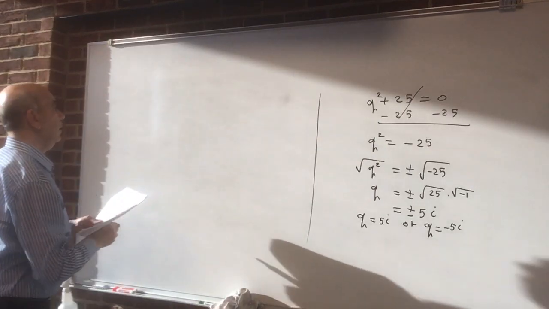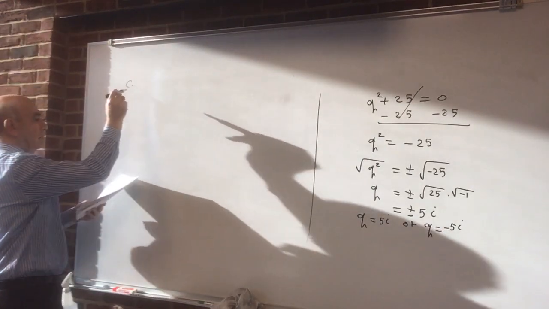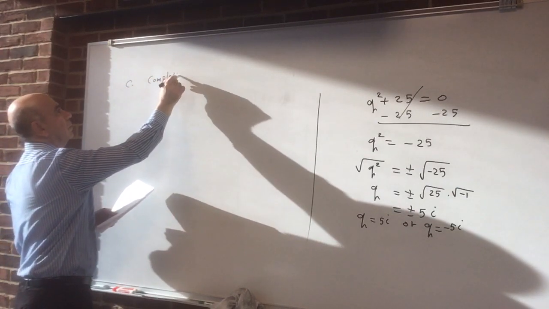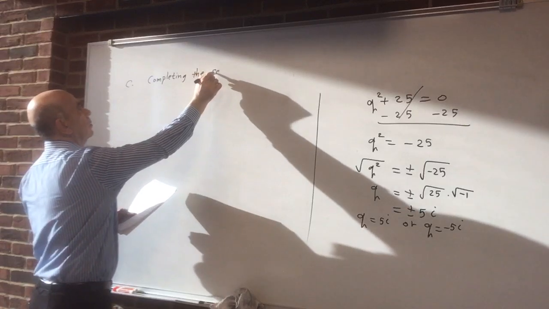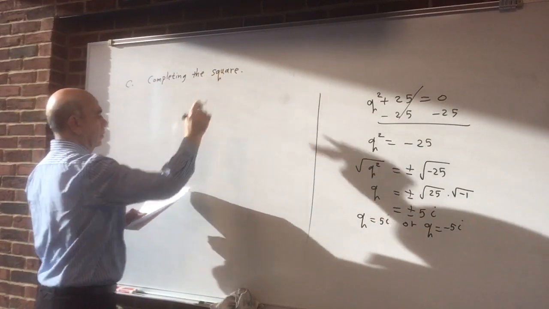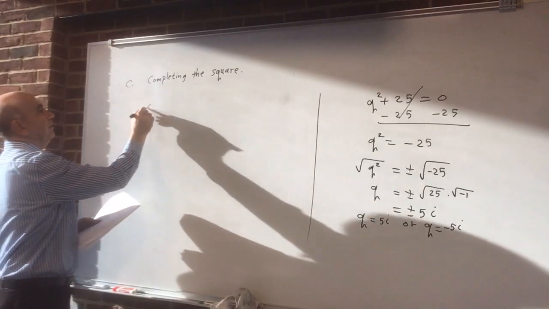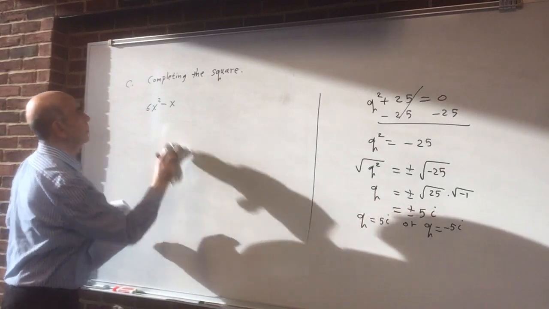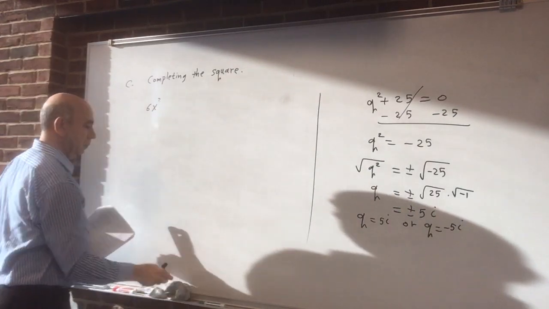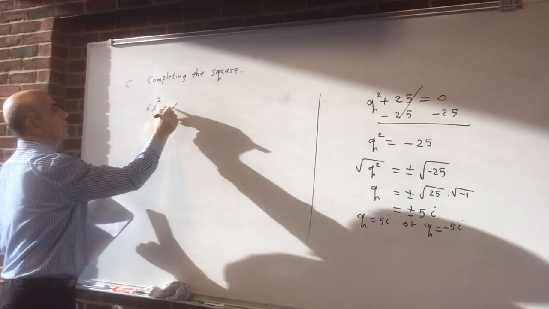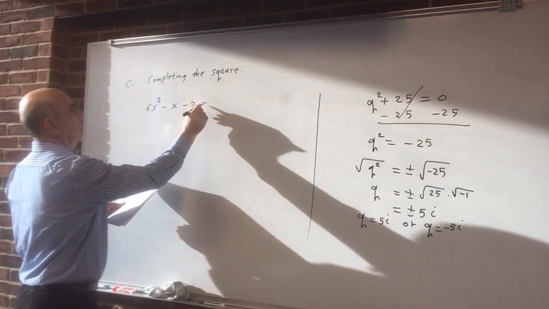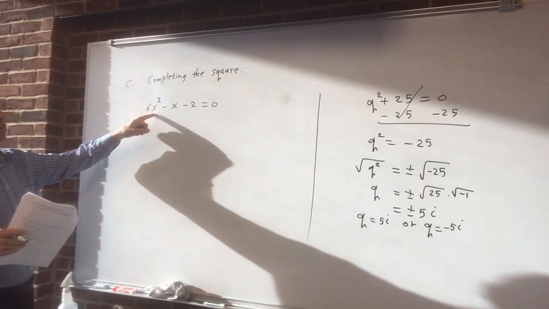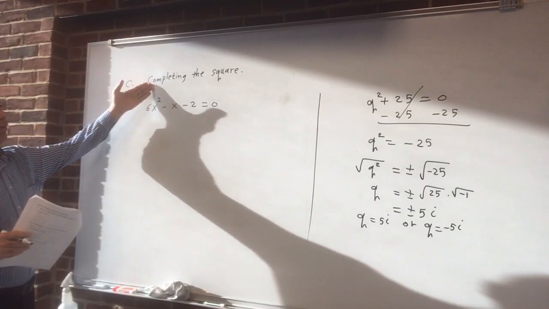So this is another method, C, by completing the square. For example, if we have 6x squared minus x minus 2 equals 0, this is a quadratic equation. Solve this equation by completing the square.